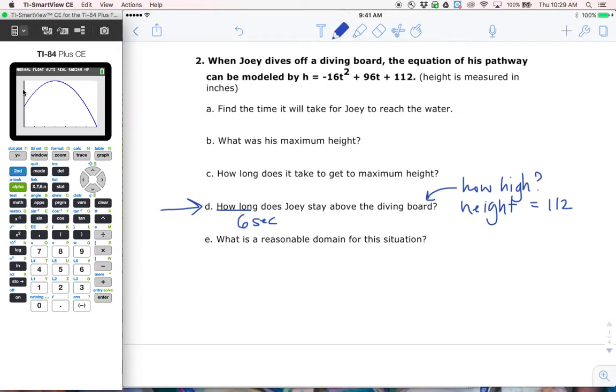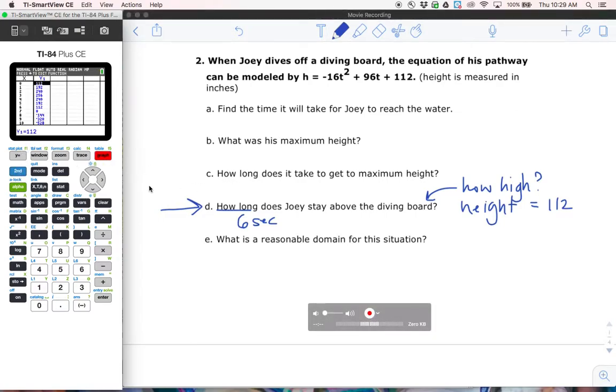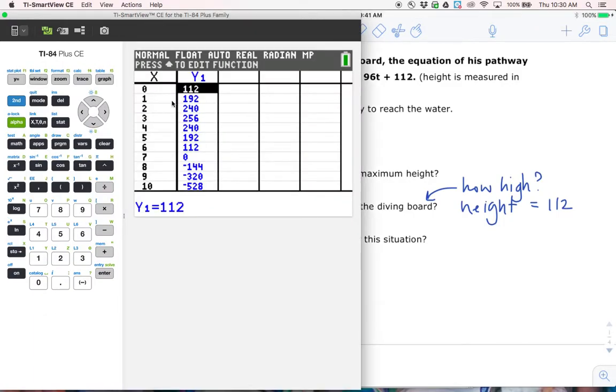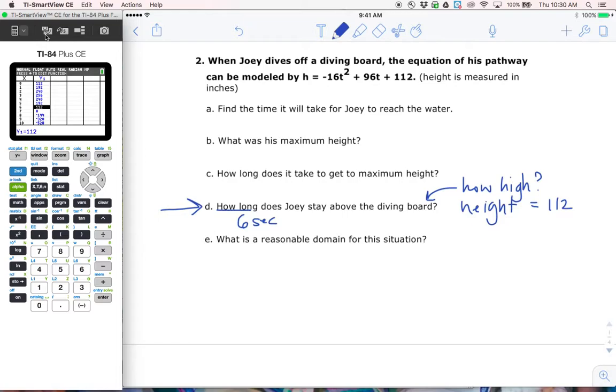You could also look at the table. So when I go to my table, notice that since I figured out from the graph the diving board was 112 feet off the ground, then it looks like I'm going from 0 seconds to 6 seconds. Well, how much time passes between 0 to 6 seconds? 6 seconds. So that's how I can double check that logic. And that's the only other question I wanted to show you guys today on the topic of applications.